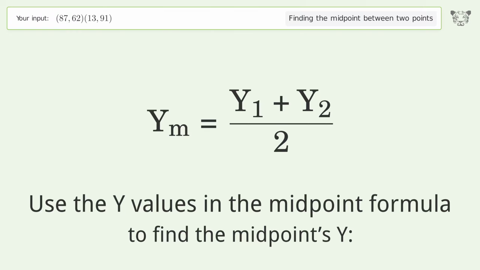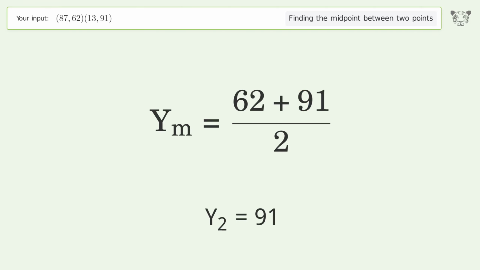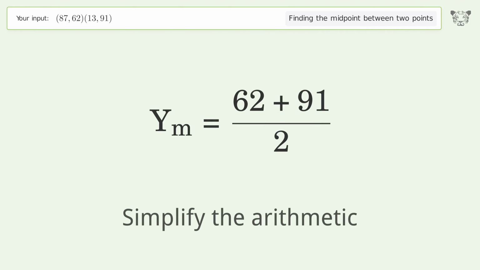Use the y values in the midpoint formula to find the midpoint's y. y1 equals 62. y2 equals 91. Simplify the arithmetic.